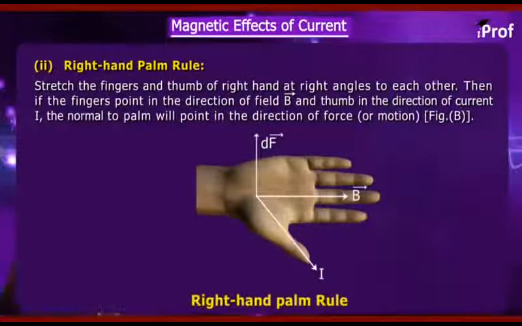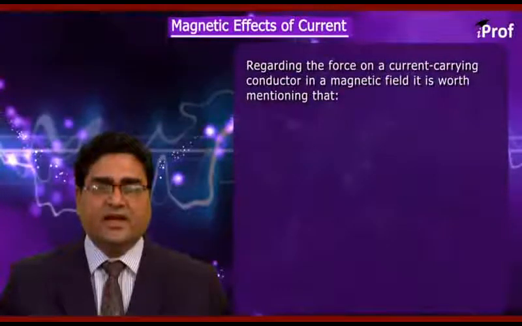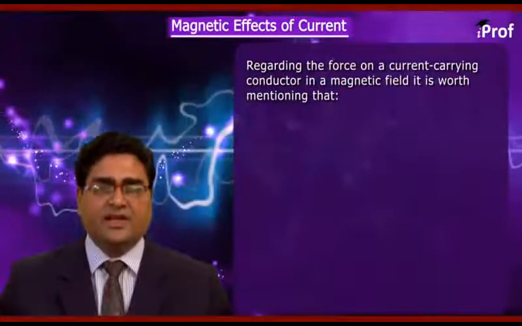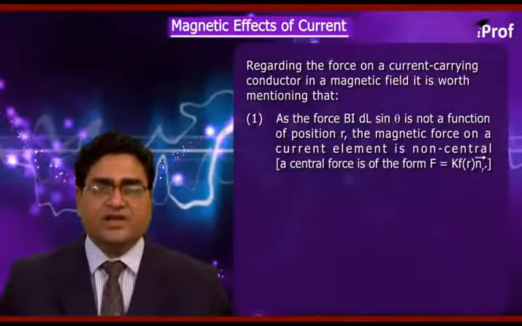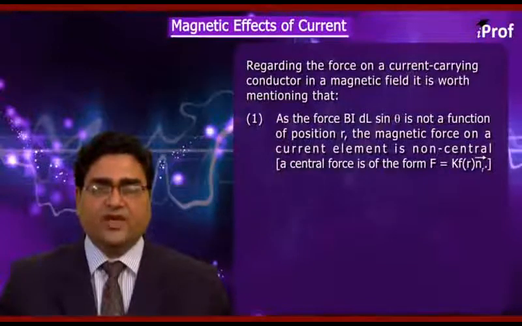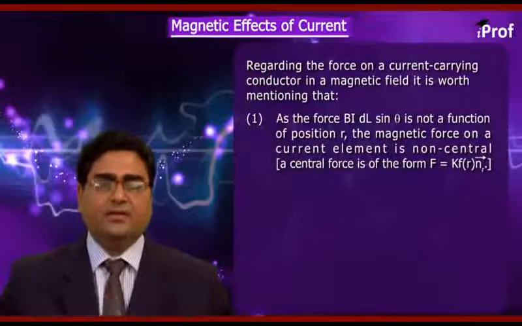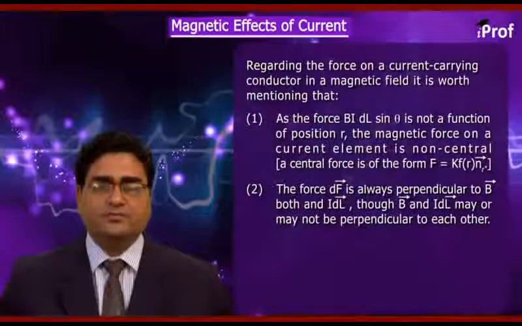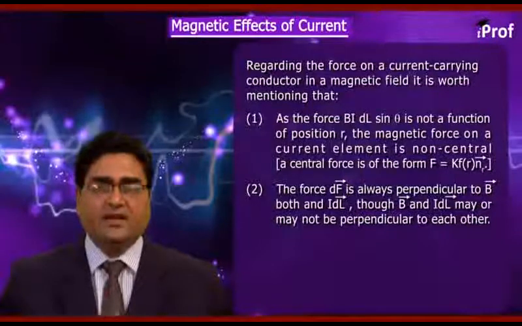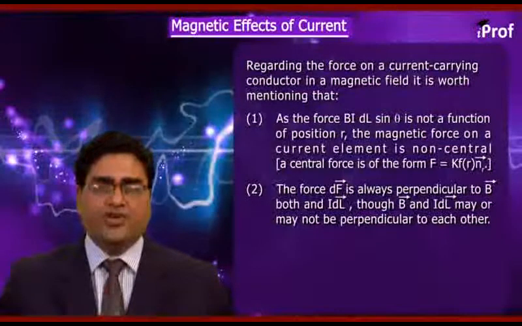Figure B. Regarding the force on a current carrying conductor in a magnetic field, it is worth mentioning that first, as the force B I dl sin theta is not a function of position r, the magnetic force on a current element is non-central. A central force is of the form F equal to K f(r) r-hat vector. Second, the force dF vector is always perpendicular to both B vector and I dl vector, though B vector and I dl vector may or may not be perpendicular to each other.